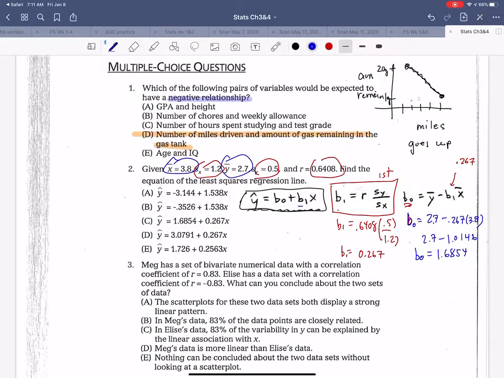Now we're going to stick each of these in their spots, right? So to build this equation, the expected Y value would be 1.69, I'm just rounding here, and then 0.267x. So 1.69, there we go. C is our choice. Nice work.